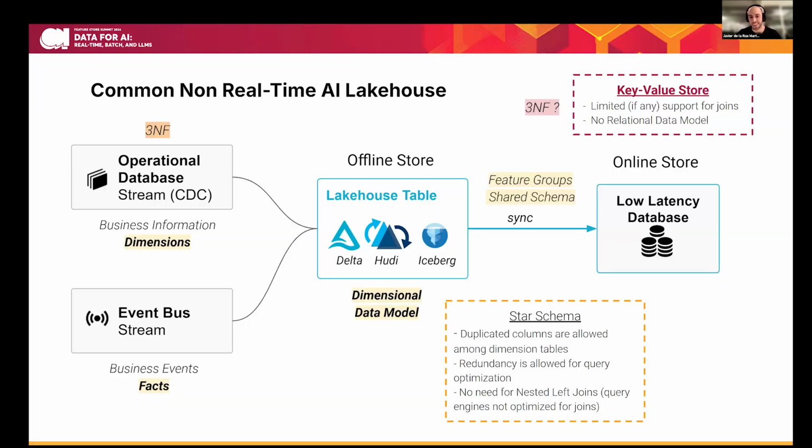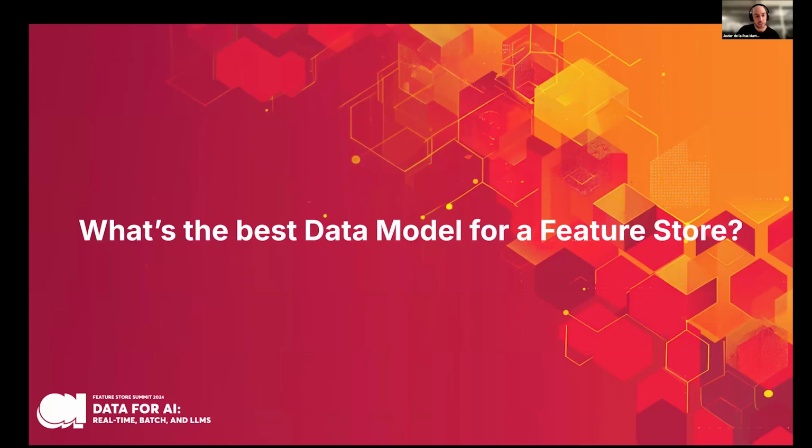So here, at this point, what we can ask ourselves is, is the key-value store actually the best option we have for an online store? And also, can we actually benefit from using a Snowflake schema on the online store, if we have support for relational data models? So to answer this question, basically, the first thing we need to think is what could be the best data model for a feature store.